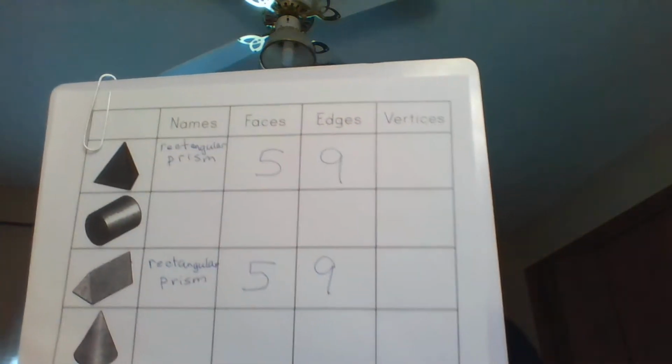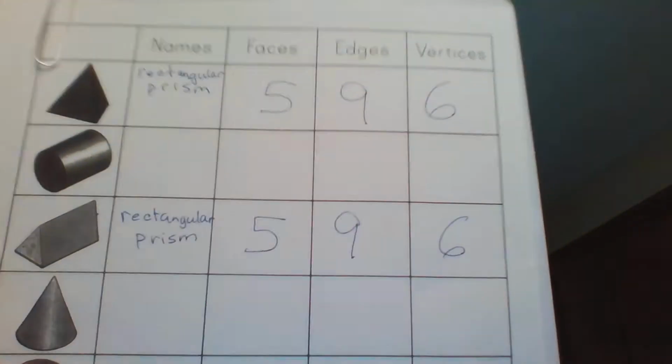And then vertices are corners. So one corner is called a vertex. Multiple corners are called vertices, which is a wonderful, fun word. Geometry is a lot of fun words. So that is where two of your edges come together. So like here, there's a corner. 1, 2, 3, 4, 5, 6. 6 vertices on rectangular prisms.